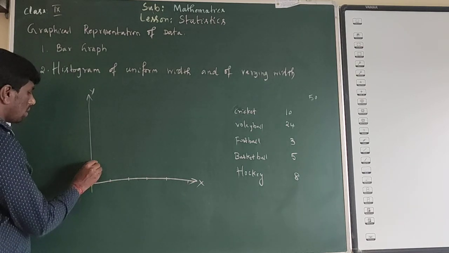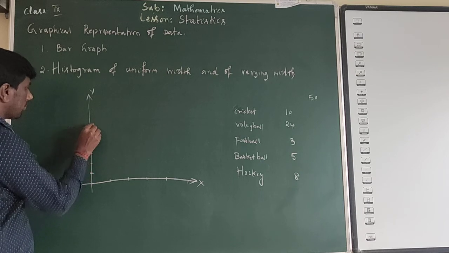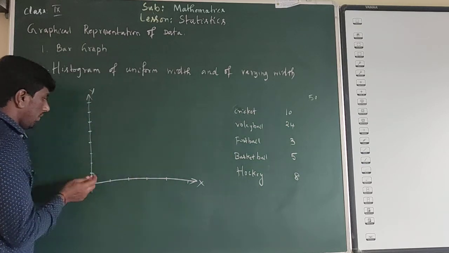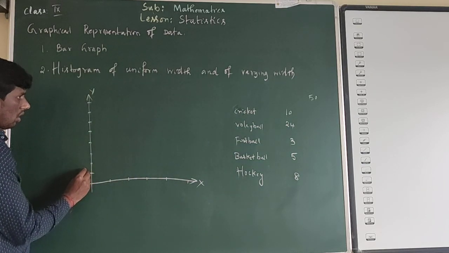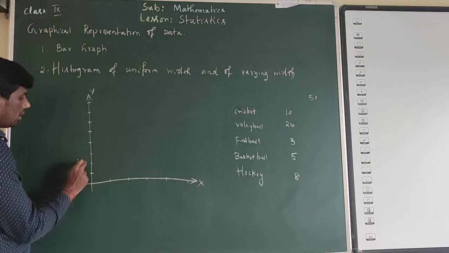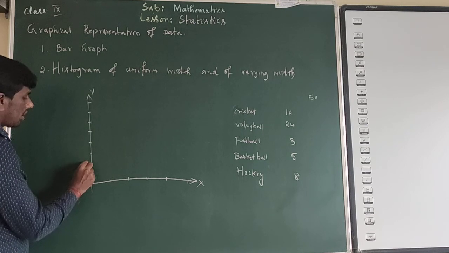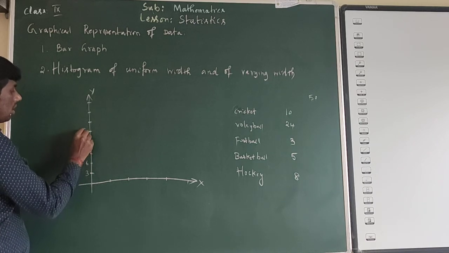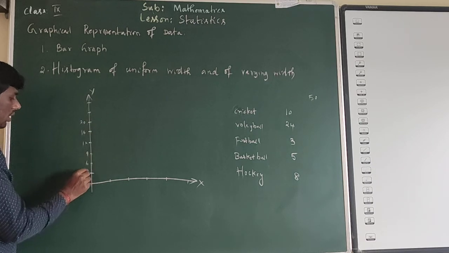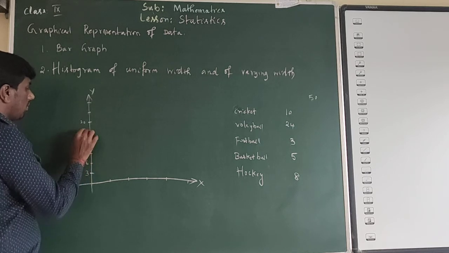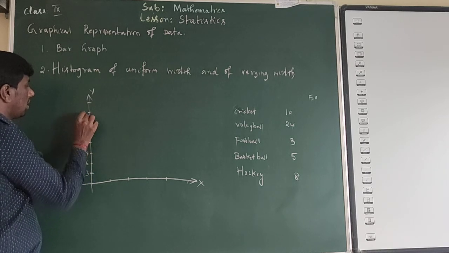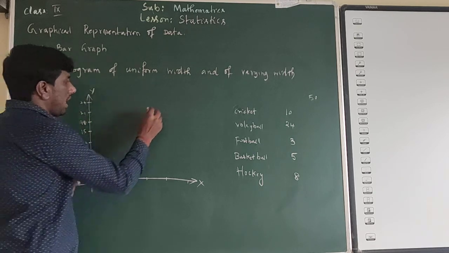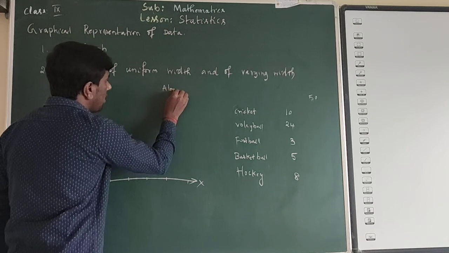So this has how many maximum will be 24, right? So what I will take: 3, 6, 9, 12, 15, 18, 21, 24. I am taking 3. Along the x-axis, scale is very important.